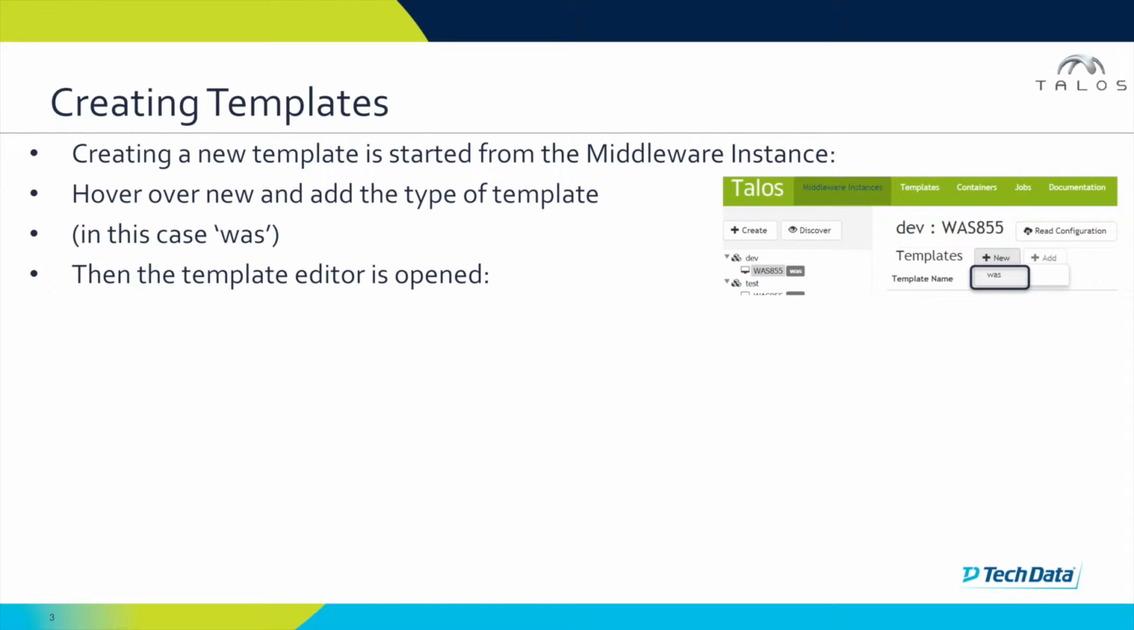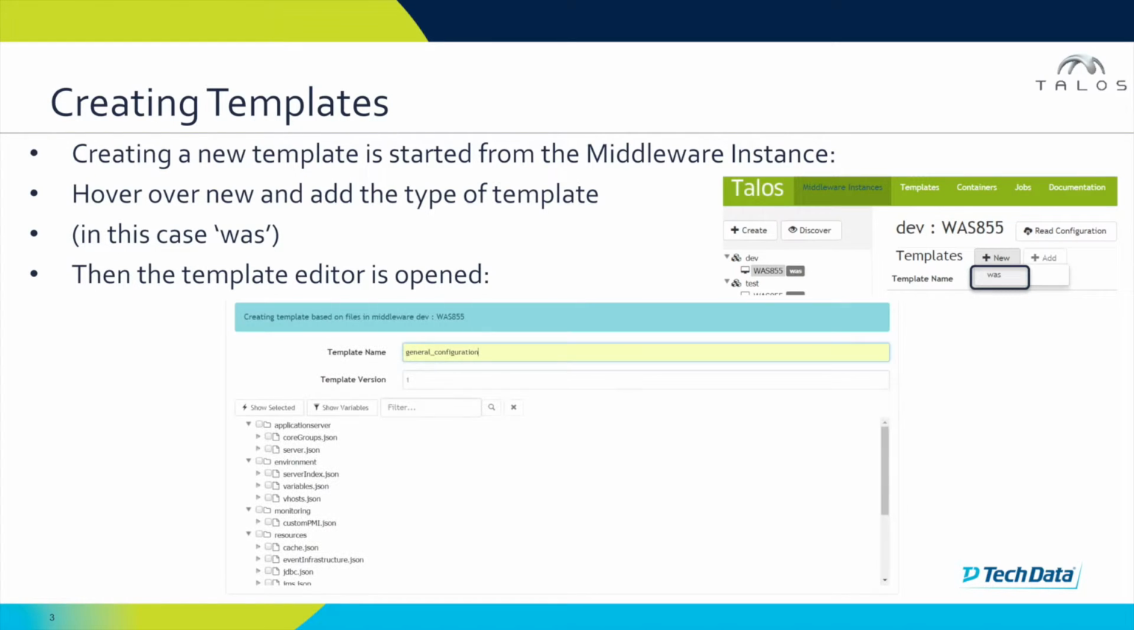So the template editor is then opened, and you see that configuration from that middleware graphically. You give the template a name, and you select items from the list to include in the template.